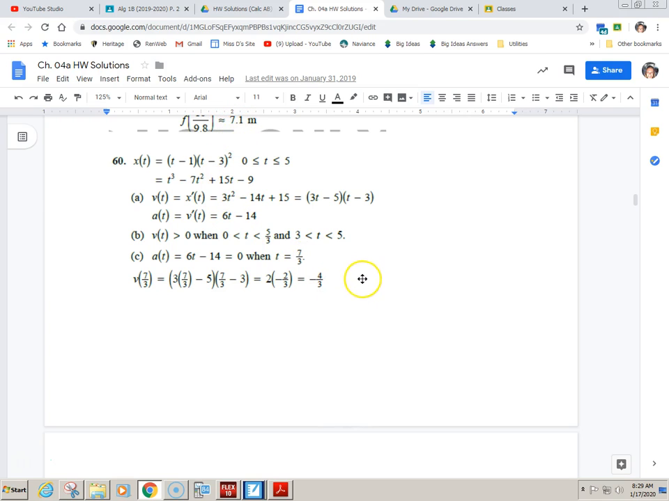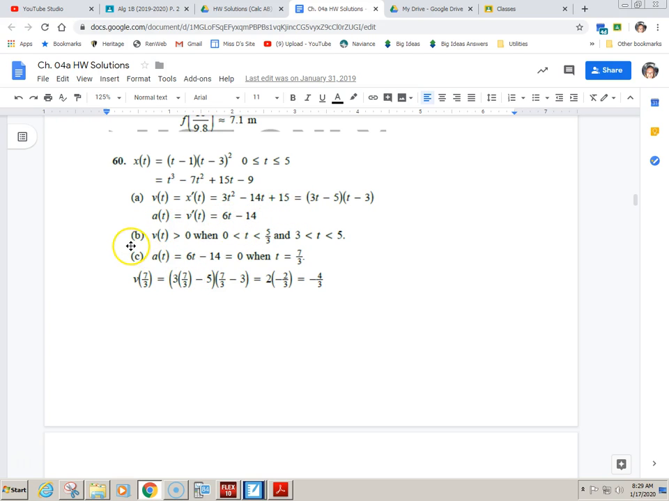Number 60. Oof, there's an A, B, and C. Number 60, letter A. You were just trying to find the velocity function. They gave you position. Oh, this was old school, Section 2.2 stuff. Take a derivative for velocity. Acceleration, take another derivative.